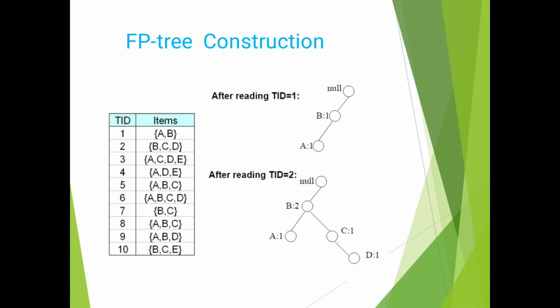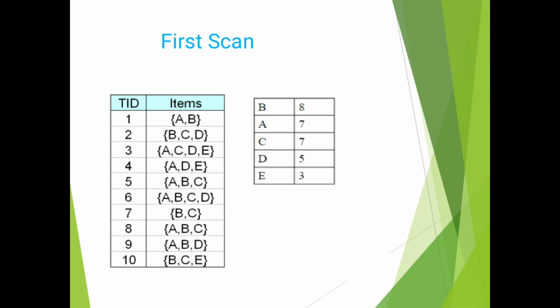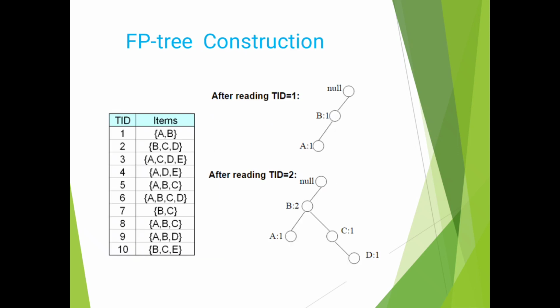Next one, FP tree construction. After reading transaction ID 1 to 10, first transaction ID 1, the starting value is null, A, B is the pair. A comes first, but B is greater, with supporting value 8. So B is first and A is second. Null, B equal to 1, A equal to 1. This is after reading TID 1.